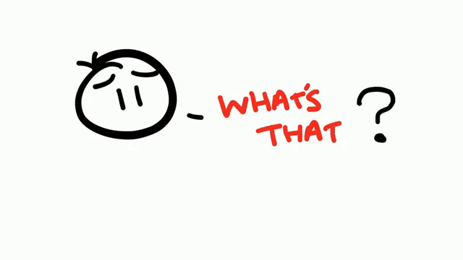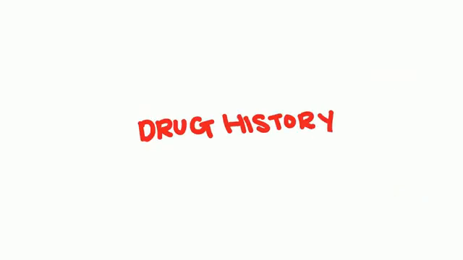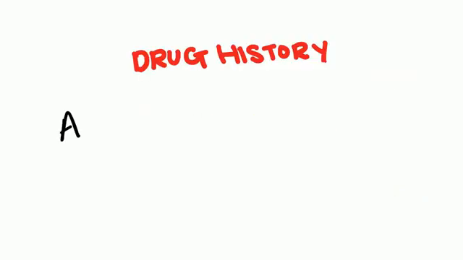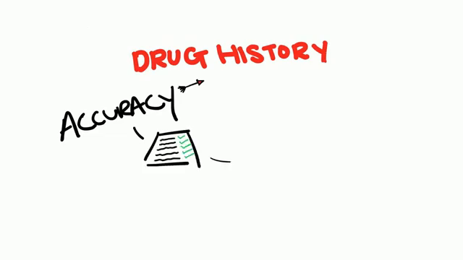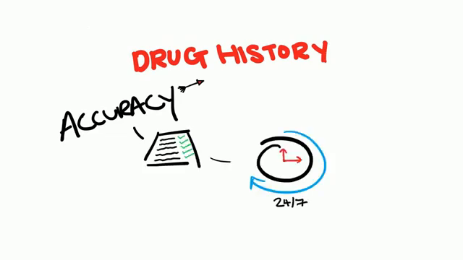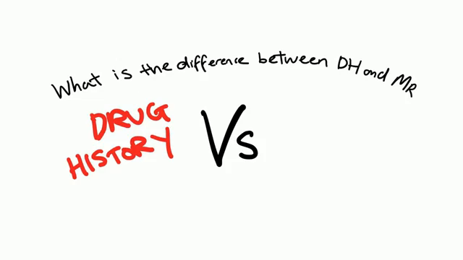So what is a drug history? It's basically the process of obtaining an accurate list of all the medications that a patient takes on a regular basis before their admission to hospital. So what is the difference between drug history and medicines reconciliation?